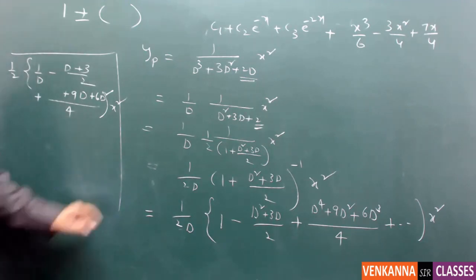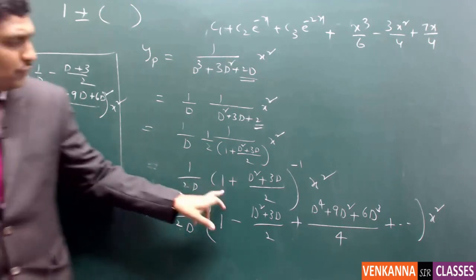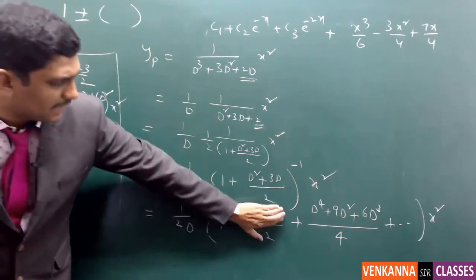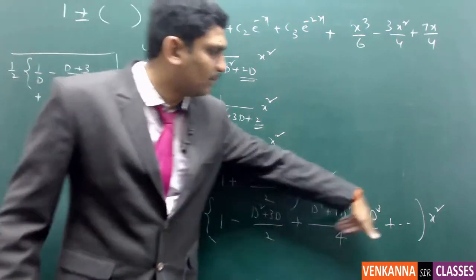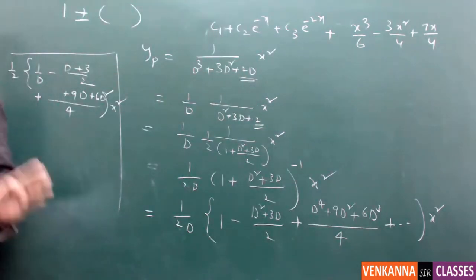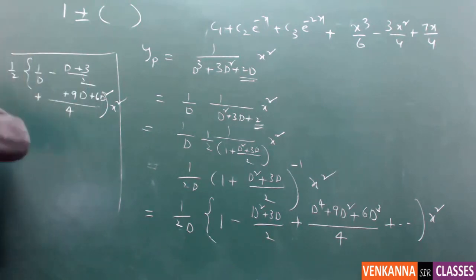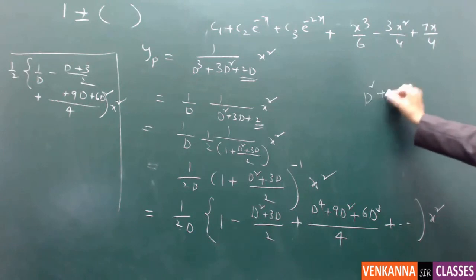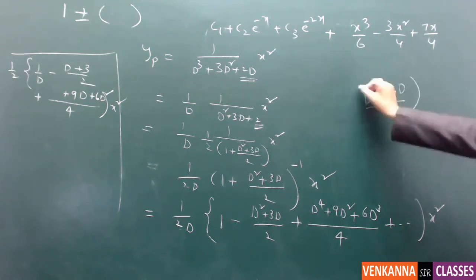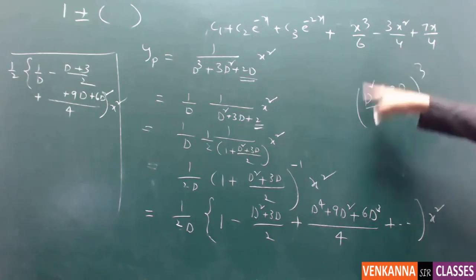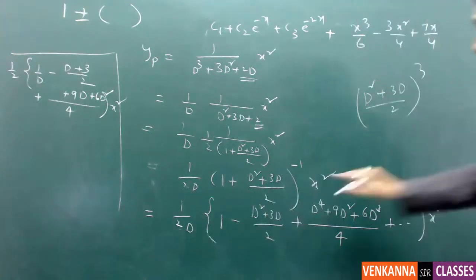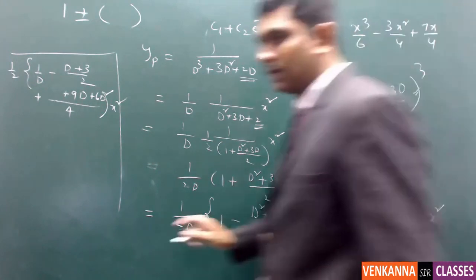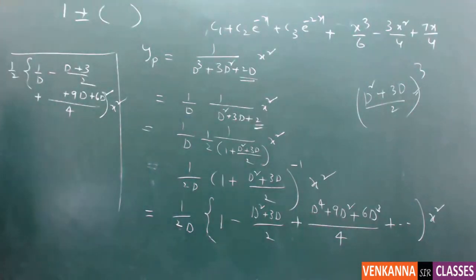Now what happens here? If you apply the expansion 1 minus x plus x square plus so on other terms. If you are interested, you can calculate x cube also with your own interest. I can say one more thing. If you apply x cube, so that D square plus 3D by 2 whole cube will come. So even if you apply that, since 1 by D is there, you will have a constant at the end. Accepted? So that you can apply one more term in the expansion. It is possible. Yes or no?